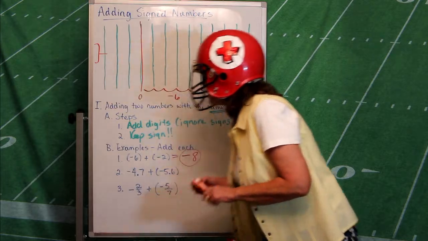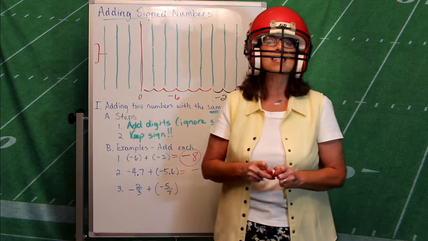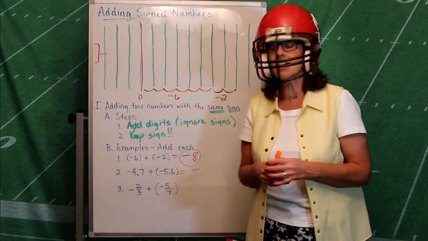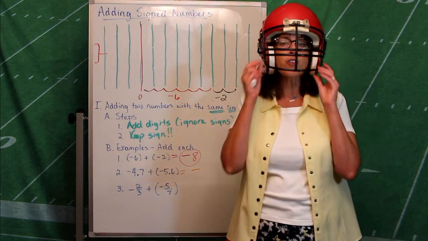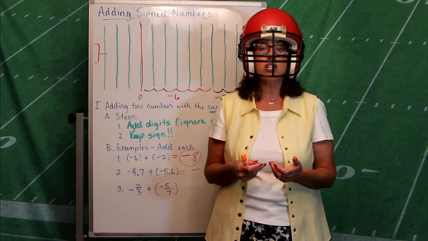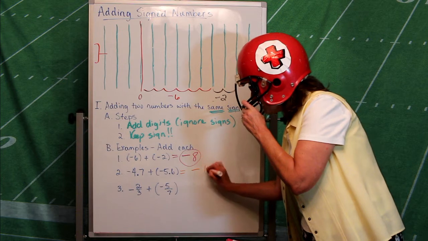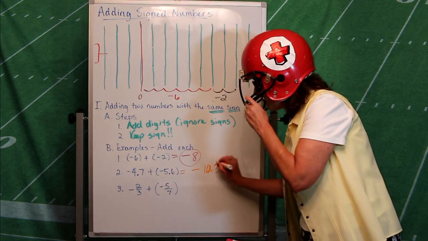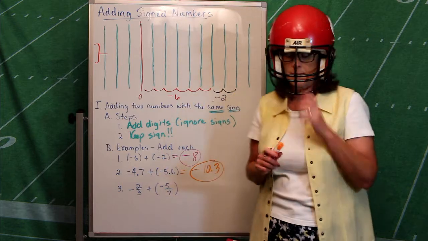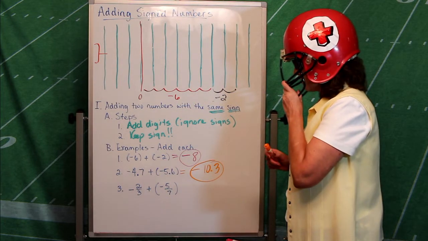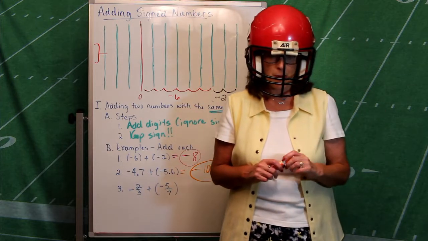So therefore, in my answer, it's going to be negative, and I'm going to add up the digits, ignoring the signs. So I'm going to take that 4.7 and that 5.6, ignore the signs, and just simply add the digits. Well, 4.7 plus 5.6 will actually give me a 10.3, so my answer will be a negative 10.3. Yes, a negative 10.3. My apologies.